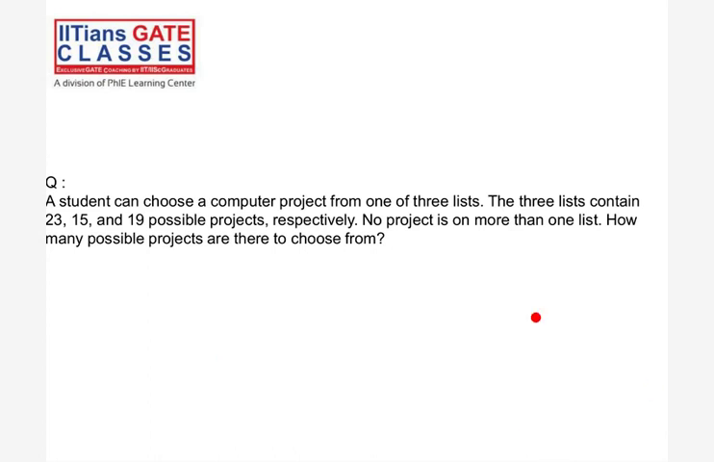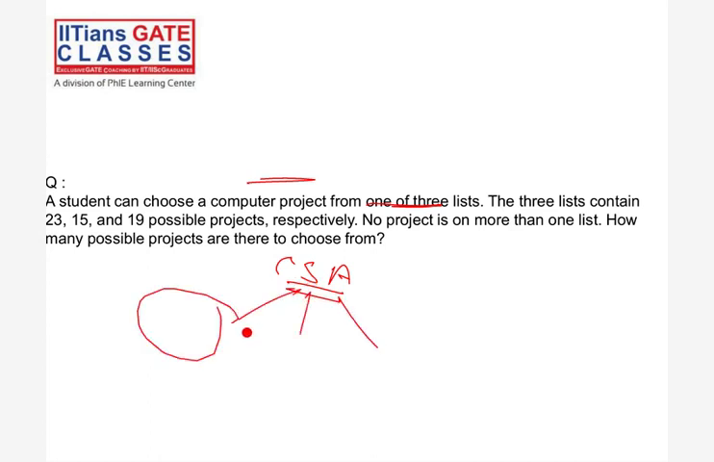Again, the same very easy problem. A student can choose a computer project from one of three lists. Let me tell you, in ISC, for example, the computer science department, the CSA department, the CSE department, has three pools. There is a pool A, a pool B, and a pool C.